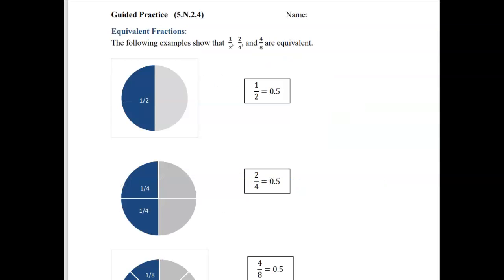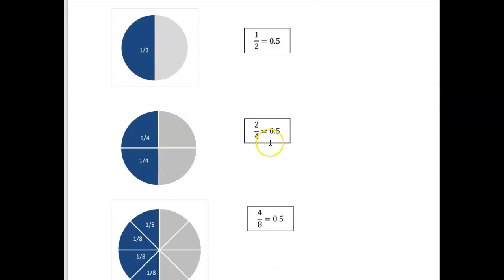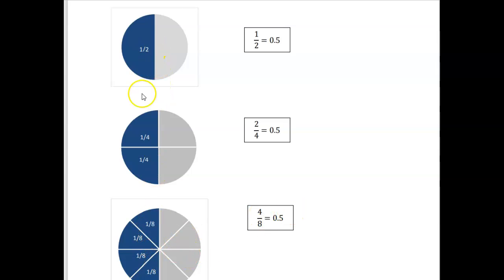Fraction tiles, you might want to use them. That'll help you with this. But all these are the same. 1/2, 1/4 and 1/4, which is 2/4. 1, 2, 3, 4, 4 1/8, which is 4/8. They're all the same. See how they're half of that circle? So you have 1/2 here.